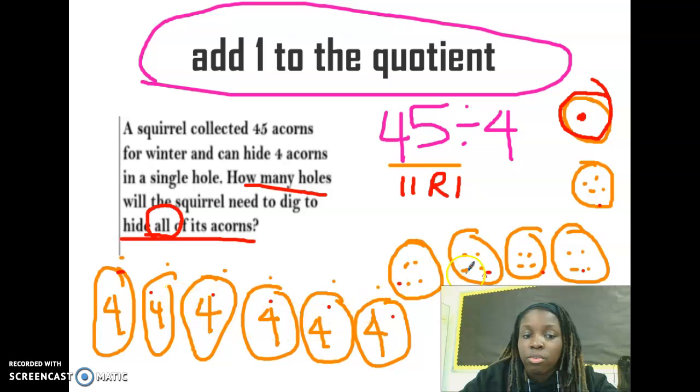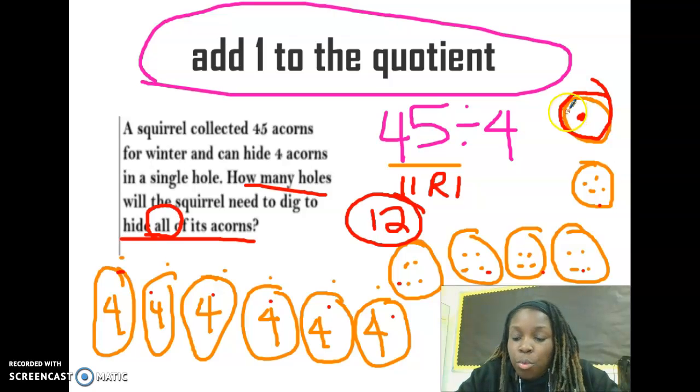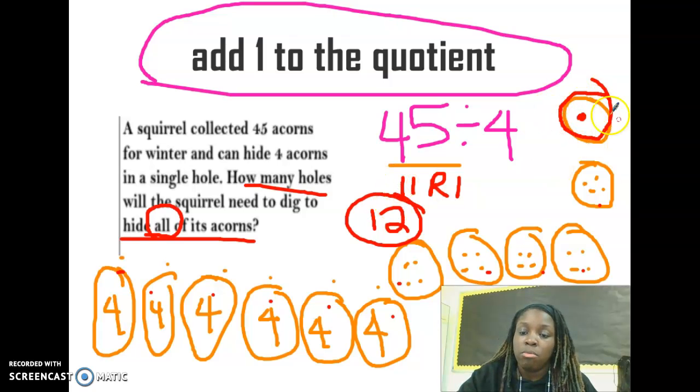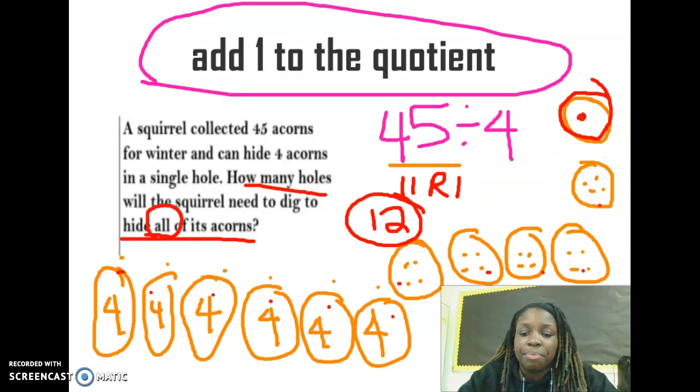That's why this squirrel has, instead of 11 holes, 12 holes, because the squirrel is adding another hole so that the squirrel can have all of his acorns. You don't want to throw something away if you want to have them all, right? So that means you have to add another group. So this is how you're adding another group to the quotient, or adding 1 to the quotient. So my answer would be 12 here, because I had 11, then I'm adding 1 more hole so that all my acorns can fit. So 12 would be my answer.